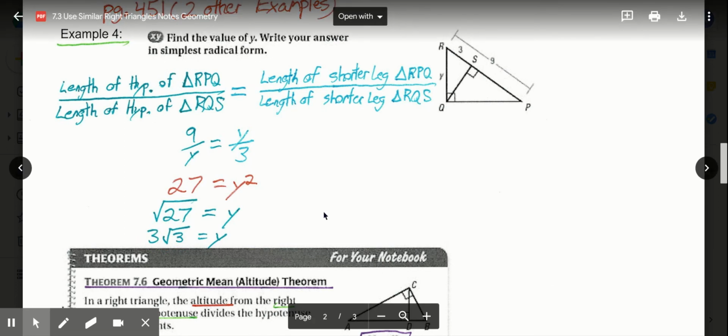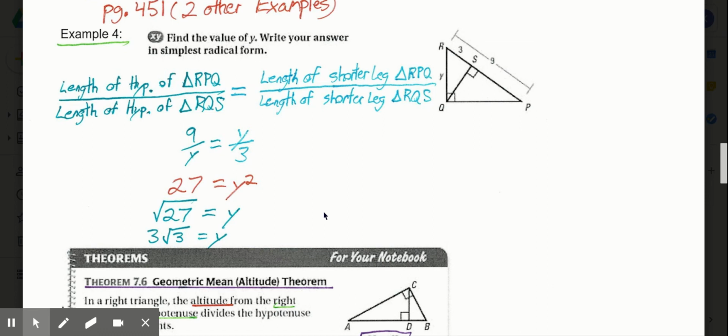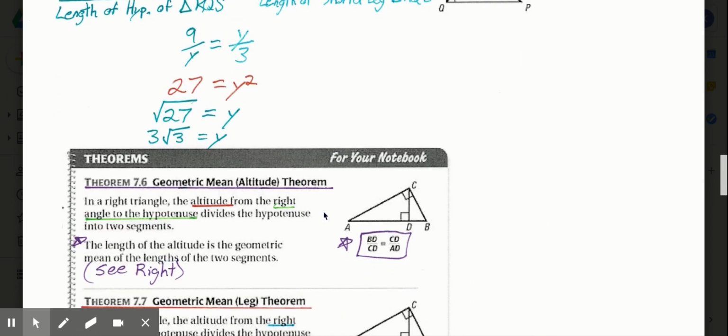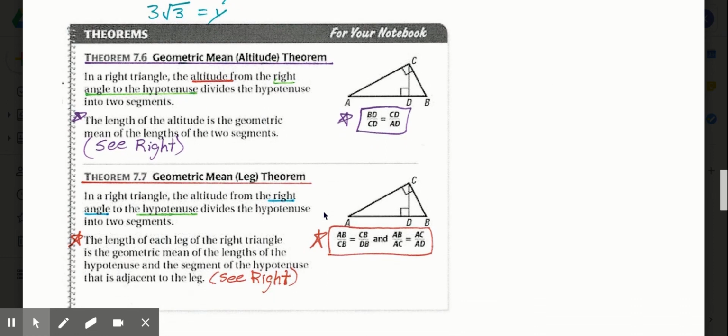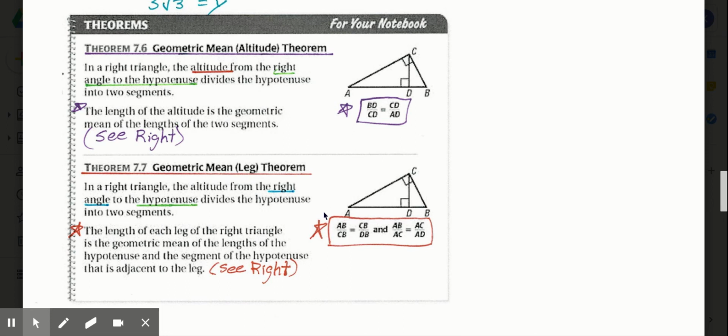Now, if you're confused on the geometric mean, don't worry, because the next 2 theorems are really the practical usage of it and making sense of why it matters. So theorem 7.6 is known as the geometric mean altitude theorem. In a right triangle, the altitude from the right angle to the hypotenuse divides the hypotenuse into two segments. The length of the altitude is the geometric mean of the length of those two segments.